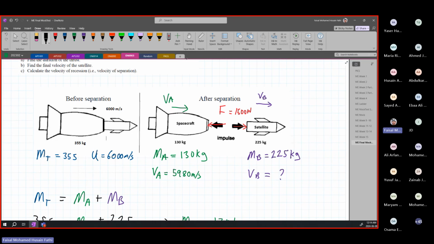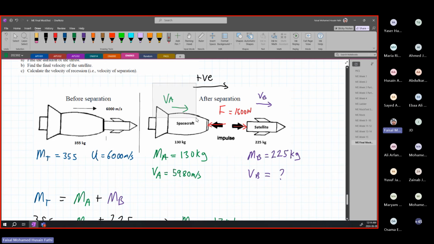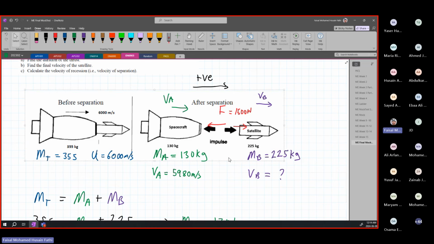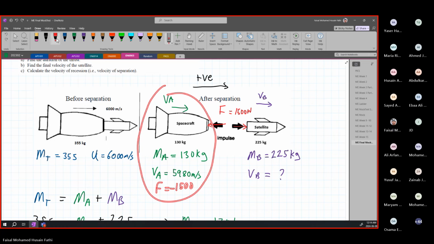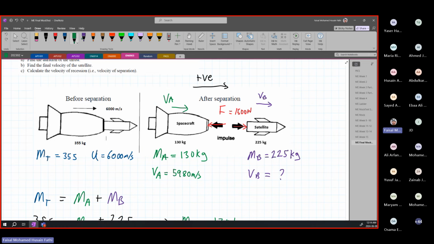So if we are assuming this to be our positive direction, because this is the velocity direction, we took it as a positive value, the force is acting in the opposite direction of the velocity. So when we are considering this system, our F is a negative value. All right? So let me actually write this down. So F here is minus 1,500 newtons.